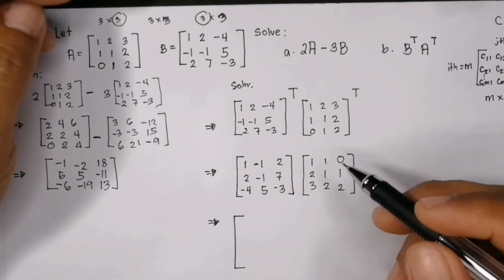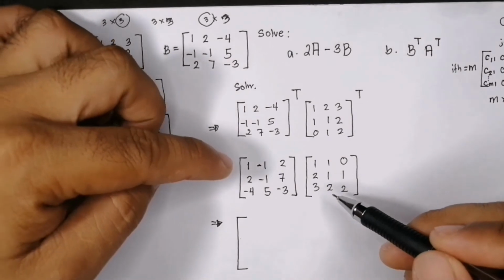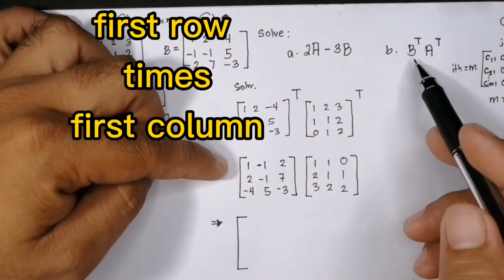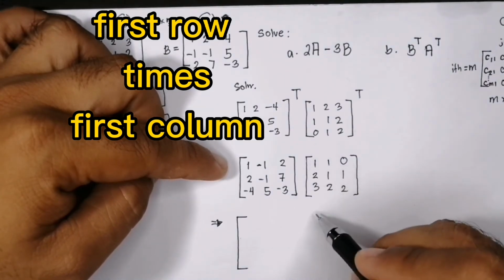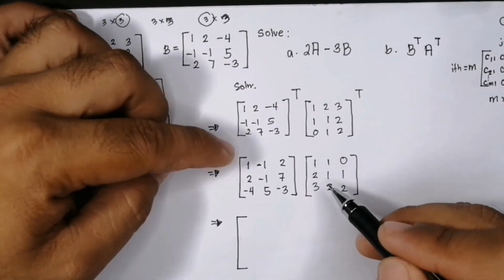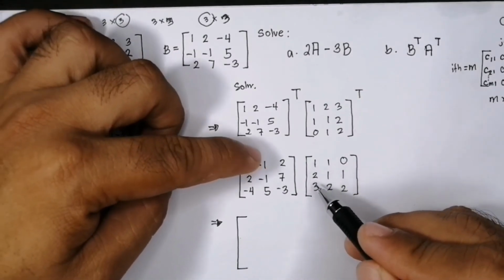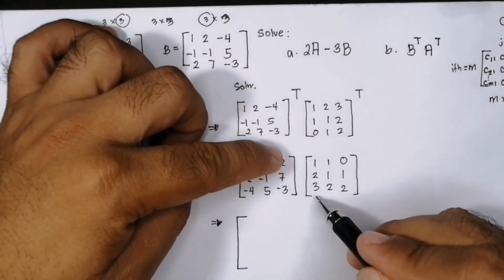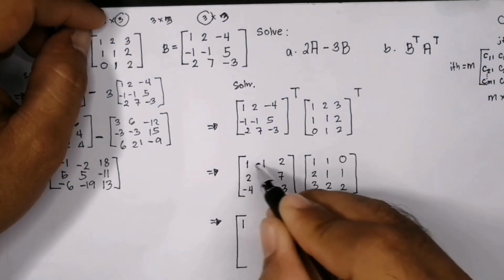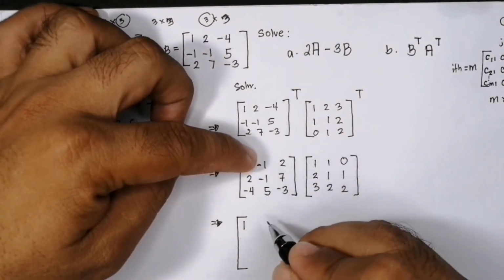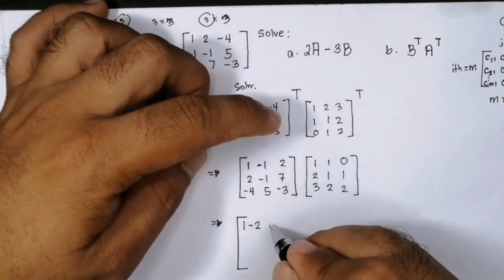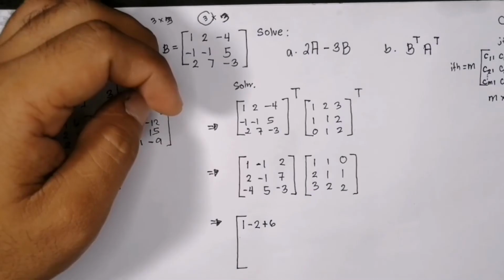So first thing to do is we're going to multiply the first row of transpose matrix B to the first column of transpose matrix A. So what do I mean? We have 1 times 1, negative 1 times 2, 2 times 3. Then get the sum. So here 1 times 1 is 1, negative 1 times 2 is negative 2, 2 times 3 is 6.